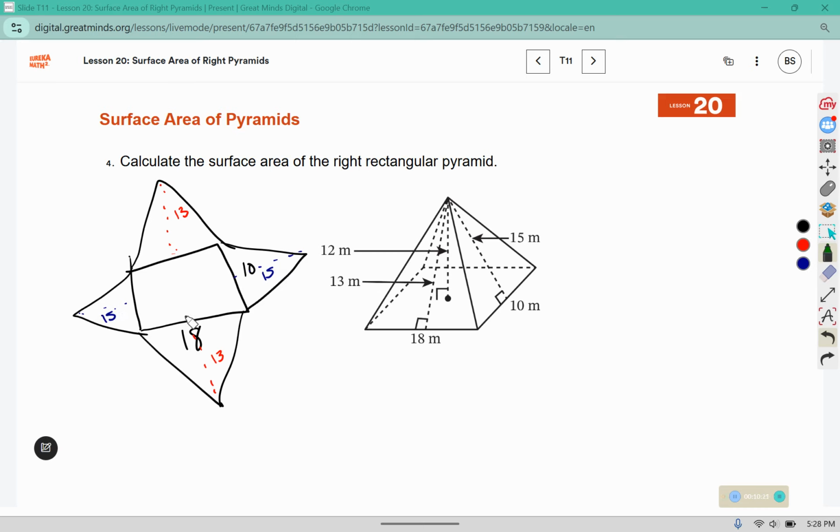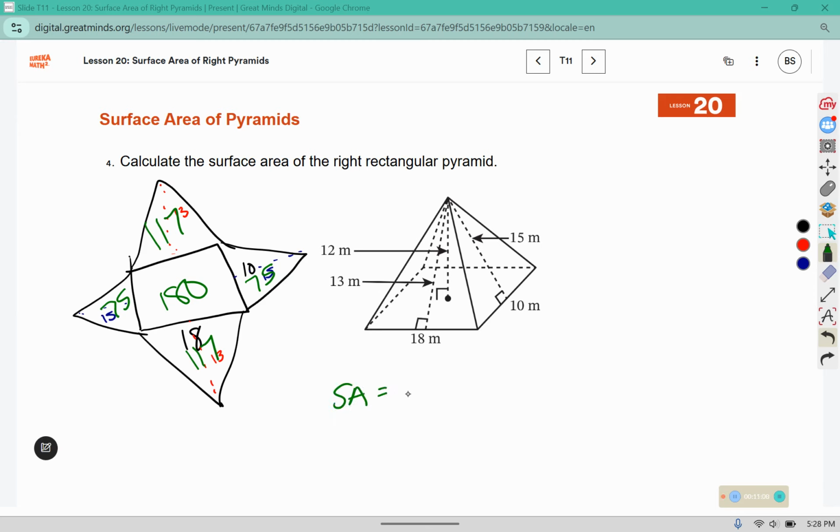To find the area of a rectangle, it's base times height. 18 times 10 is 180. For a triangle, it is half the base times the height. Half of 10 is 5, and 5 times 15 would give us the area of the triangle, which is 75. Then this one, half of 18 is 9, and 9 times 13 would give us the area of this triangle, which is 117.